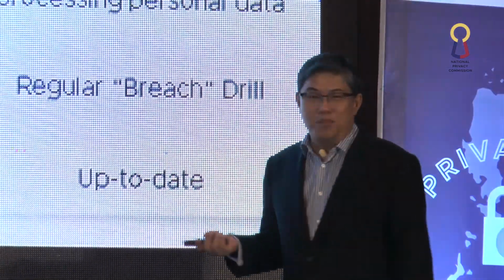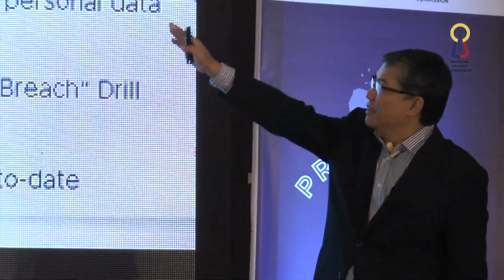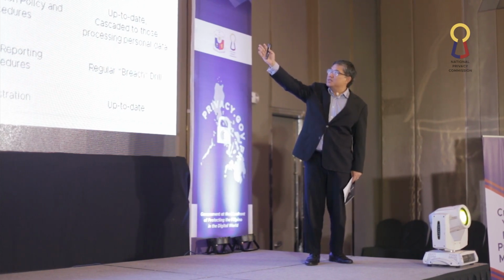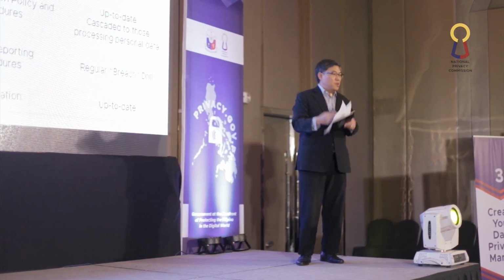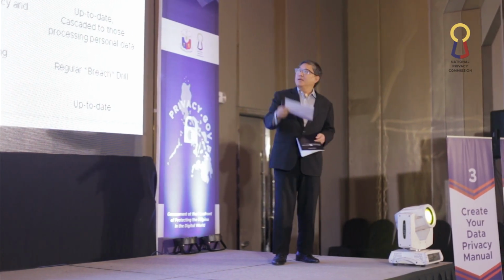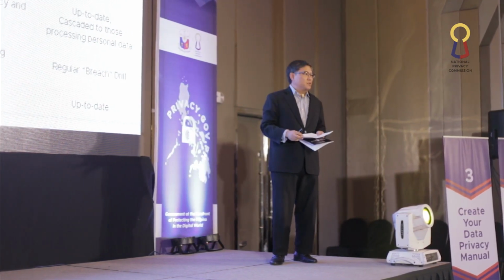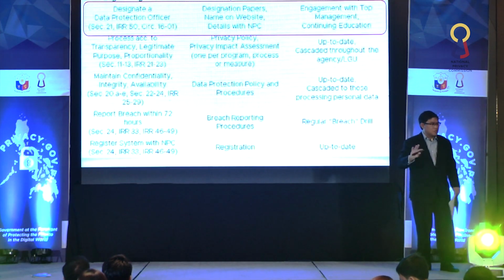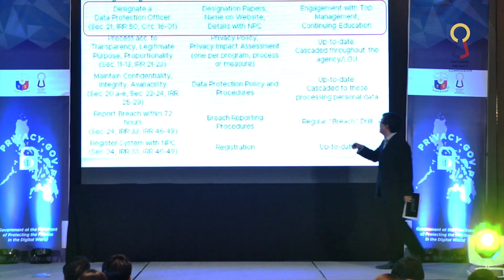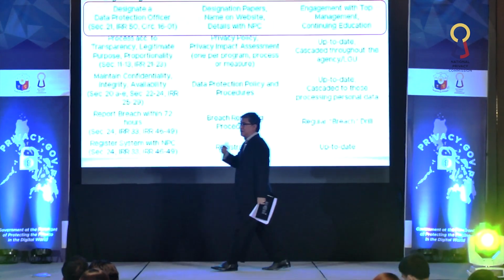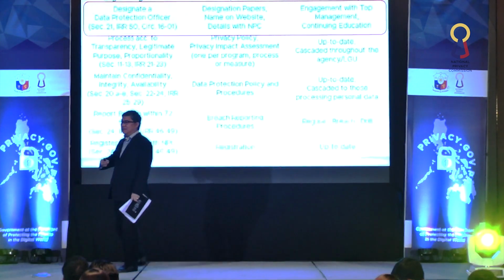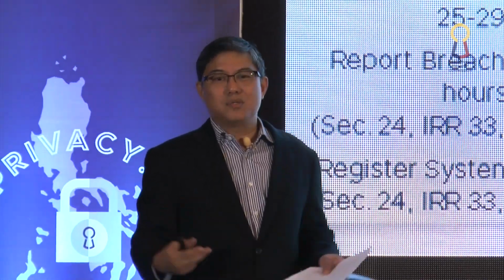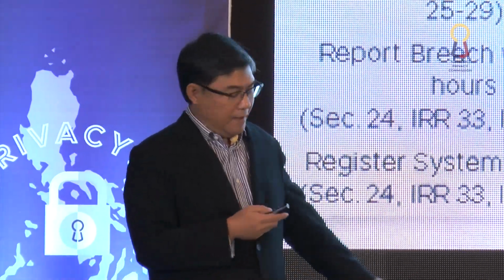So when it comes to the obligations, it's the same thing. Like designating a DPO according to Section 21, Circular 16-01, and so on means to comply. We want to see the designation papers. And then we want to see the name of the DPO on the website, and we want the details to be registered with the National Privacy Commission. Once you've done that, you've complied. But being accountable means that the DPO engages with top management, and the DPO undergoes continuing education. So it's doing what's necessary to make sure that the DPO is doing the right job.